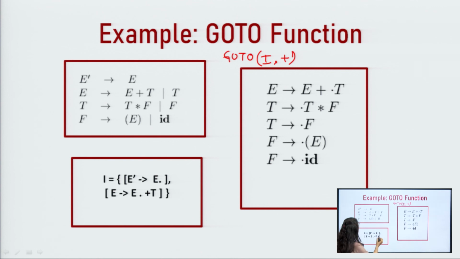So, here there are two items. In this item we will look at the symbol; I will look for the item where we have plus just after the dot. In this particular item there is no plus after the dot, so this is of no use for this goto function. Now, here E to E dot plus T. Now, this plus is just after the dot, so for this item we will apply this function.